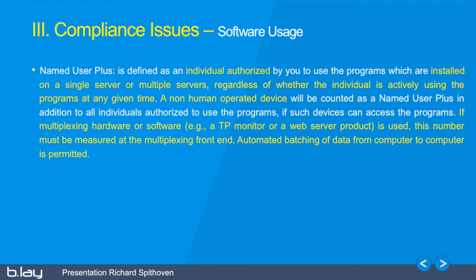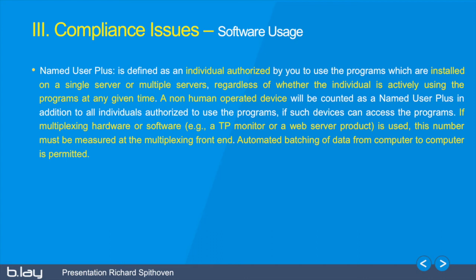If we look at the first sentence, named user plus is defined as an individual authorized by you to use the programs which are installed on a single server or on multiple servers, regardless of whether the individual is actively using the programs at any given time. So what does it actually mean? It means if we start looking at the first part, individuals that are authorized to use the software is what you need to count.